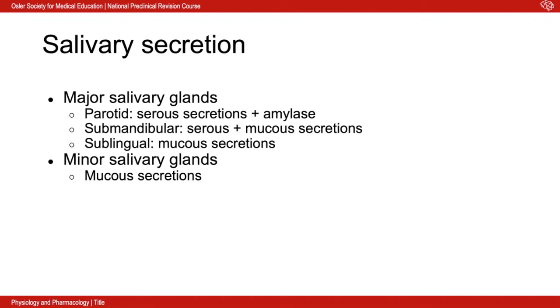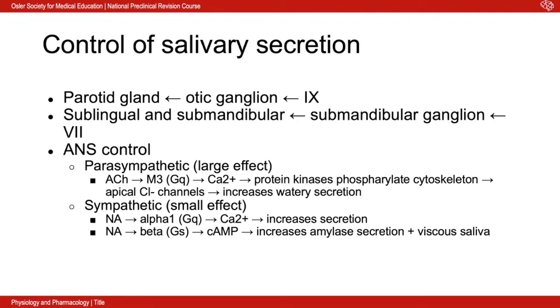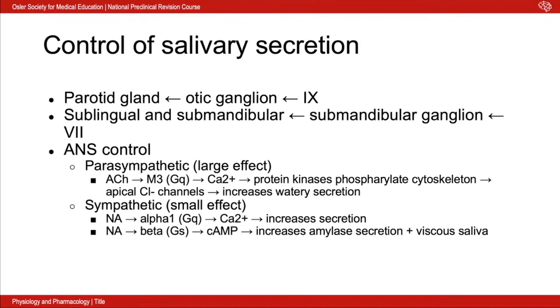Then you have thousands of tiny minor salivary glands throughout the mouth and on the lips, and those produce mucus secretions mainly just for lubrication rather than digestion. So how is salivary secretion controlled? Well, you need to know the parotid gland is controlled by the 9th cranial nerve via the otic ganglion.